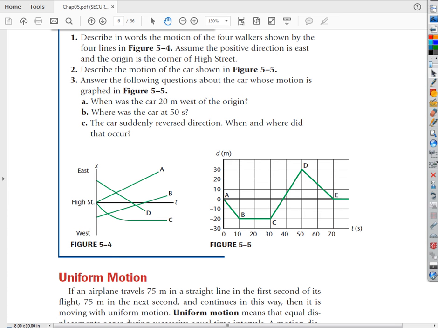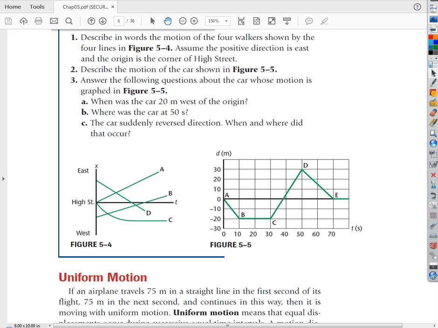Very good. Okay, let's see, Peter. How about walker B? Actually, why don't you add one more thing to walker A? He's walking at constant speed, and where is he starting? Okay, so he's starting at 0, which they say is High Street. Does that make sense? Okay. He's walking east on High Street. Okay, so Peter, back to you.